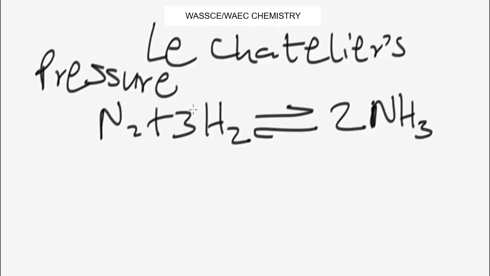Now, if you increase the pressure, the equilibrium will move in the direction where there are fewer molecules of gas. Whereas if you reduce or decrease the pressure, the equilibrium will move to the direction where there are more molecules of gas. So for this reaction we have here, at the left we have 4 moles of gas, whereas at the right we have 2 molecules of gas. This one here plus this 3 here, right? But the one is invisible, we make it 4. Now if you check, we have more molecules of gas at the left than at the right.